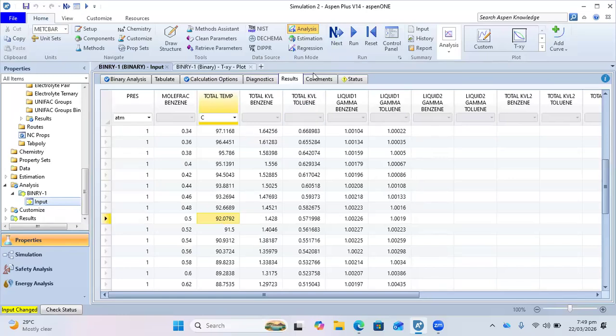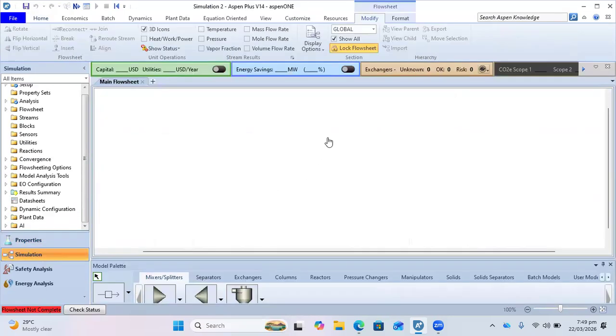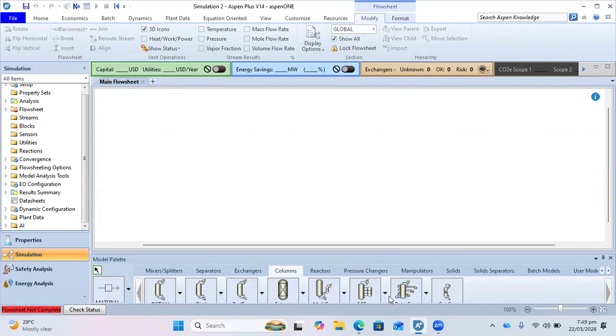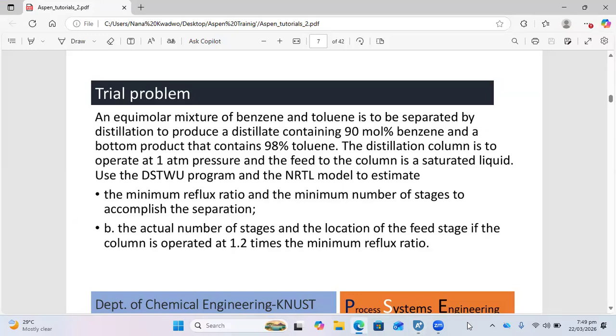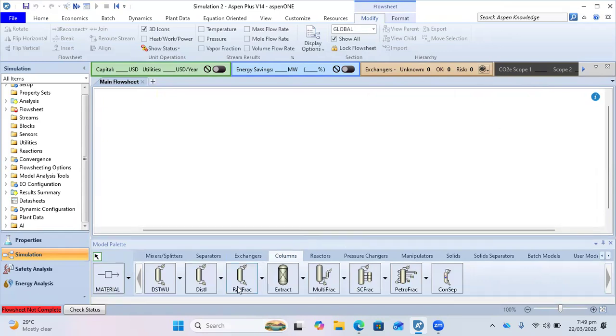Yes, please. Okay, sure. So now we can come to the simulation environment and start our simulation. For this one, we'll come to columns. Can you see everything clearly? Okay. With the columns, we are going to pick our DSTW first. So we'll just place it down.